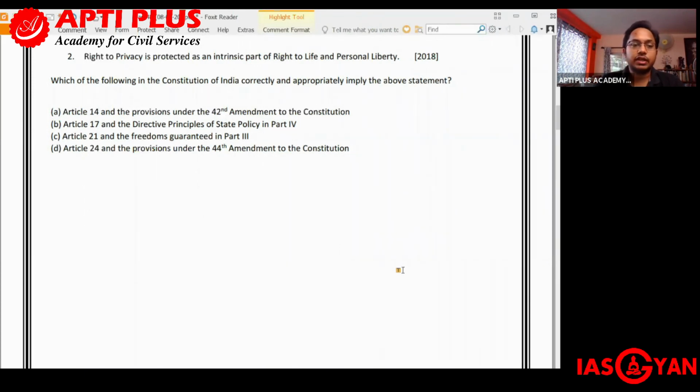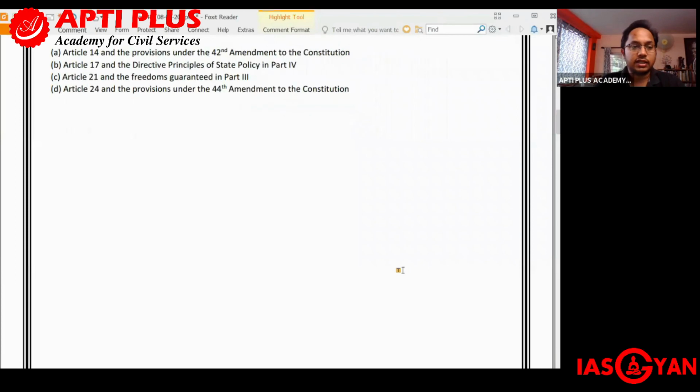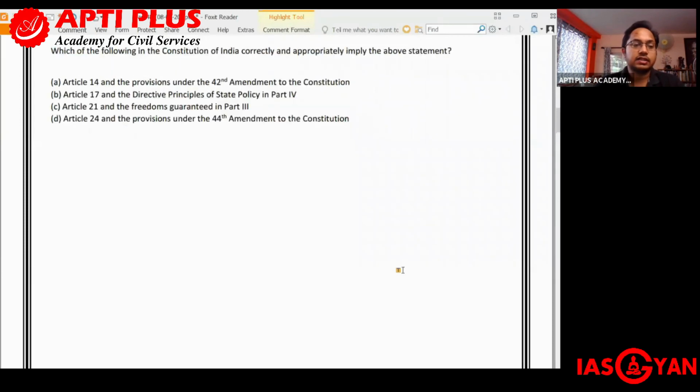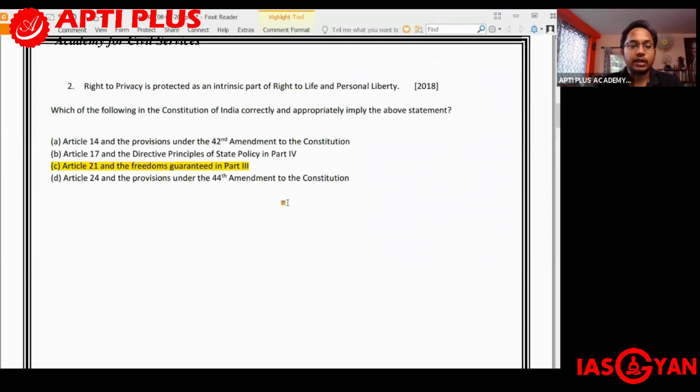Which of the following in the Constitution of India correctly and appropriately imply this above statement? So, the right answer is C, that is Article 21 and the freedoms guaranteed in Part 3. Okay, Article 21 and the freedoms which are guaranteed under Part 3, that is, we are talking about the fundamental rights and the freedoms which are there over here. So all of these together that implies that right to privacy is protected as an intrinsic part of the right to life and personal liberty.